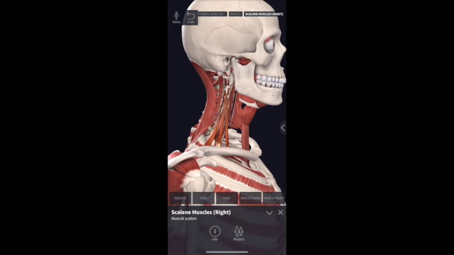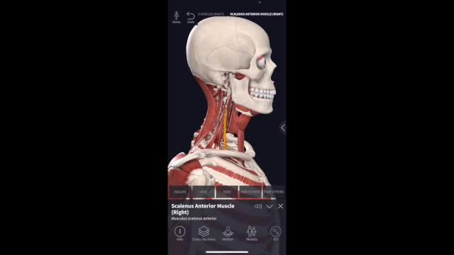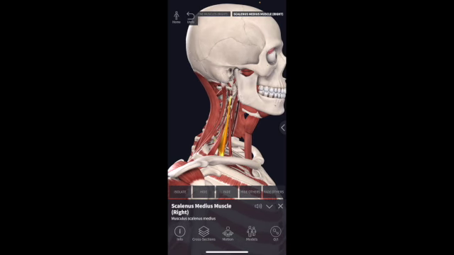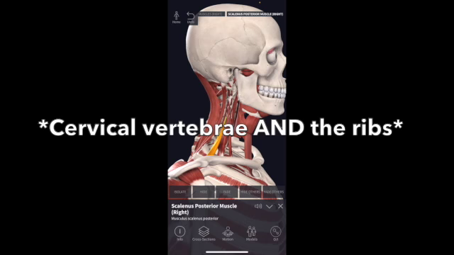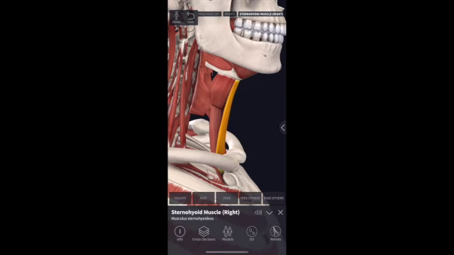mandible. Now highlighted here are the scalene muscles. This first one here is our anterior scalene muscle. The next one is the middle scalene, and then we have the posterior scalene muscle. All these muscles are going to attach to the cervical vertebrae of the ribs. They help to tilt and rotate the neck.